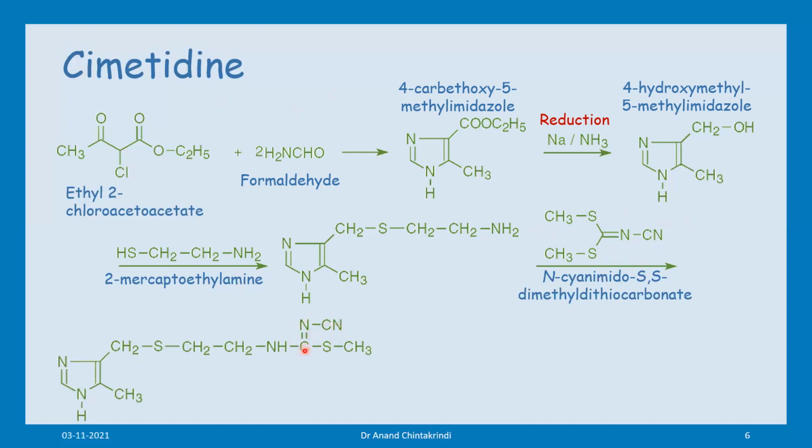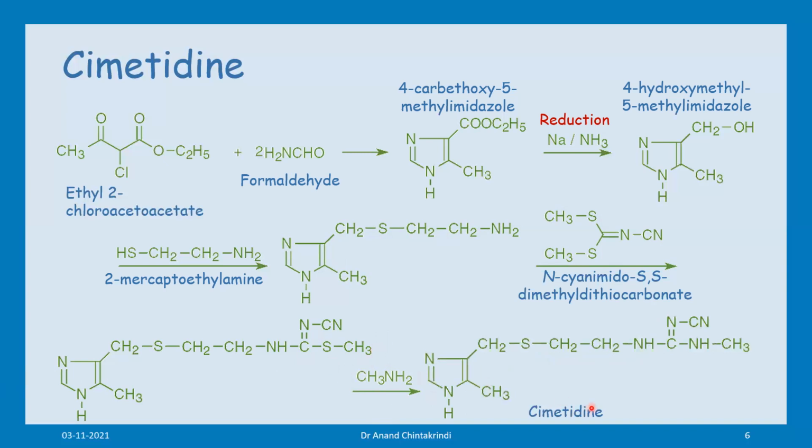The last step, in fact, since cimetidine is a guanidine type of molecule, you have to replace this SCH3. So just replacing with methylamine, simple methylamine will replace this SCH3, and it results in the formation of cimetidine. So this is a pretty long synthesis. Let us recap this particular synthesis.